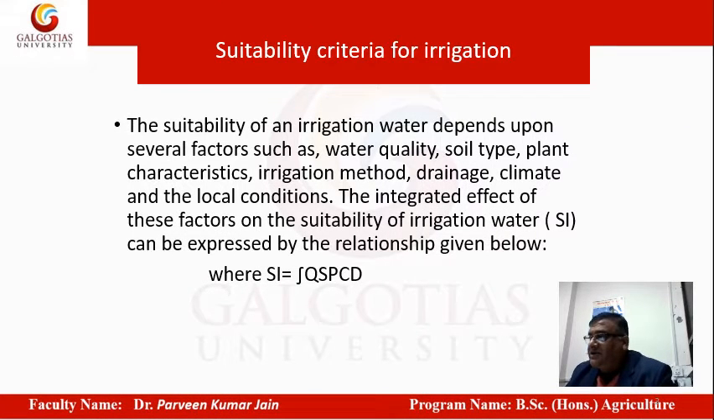The suitability criteria for irrigation: the water which you are going to apply for irrigation depends upon several factors such as water quality, soil type, plant characteristics, irrigation methods, drainage, climate, and local conditions. The integrated effect of these factors on the suitability of irrigation water can be expressed by the relationship SI, or suitable irrigation, is a function of QSPCD. Now, what is this? We are going to discuss.